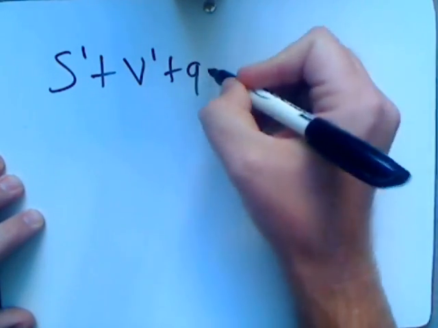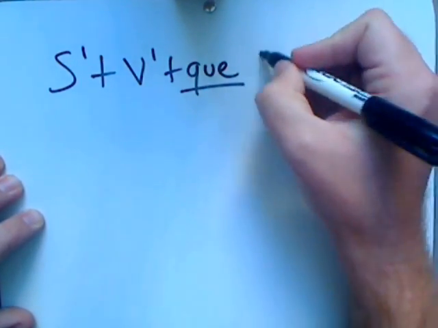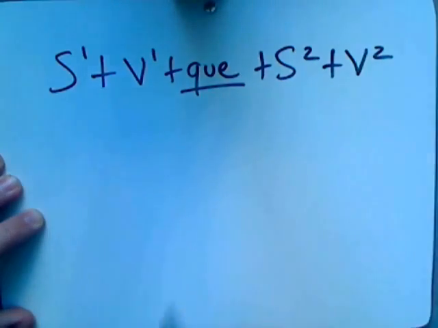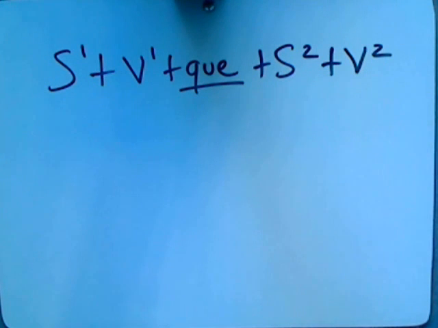Then we have the word que, followed by subject two and verb two. So S1 plus V1 plus que plus S2 plus V2, right? This is a formula that represents the syntactic structure that generates the subjunctive most often. Try to remember three elements that are crucial here.